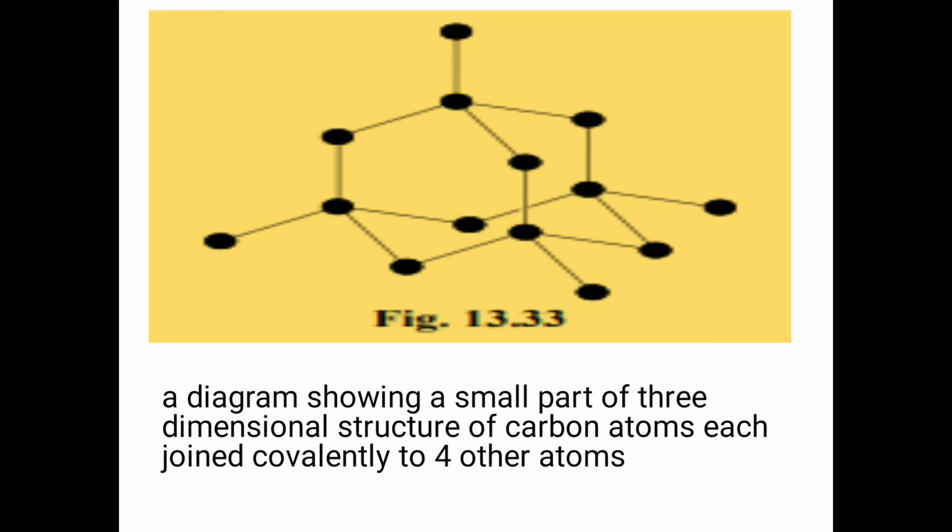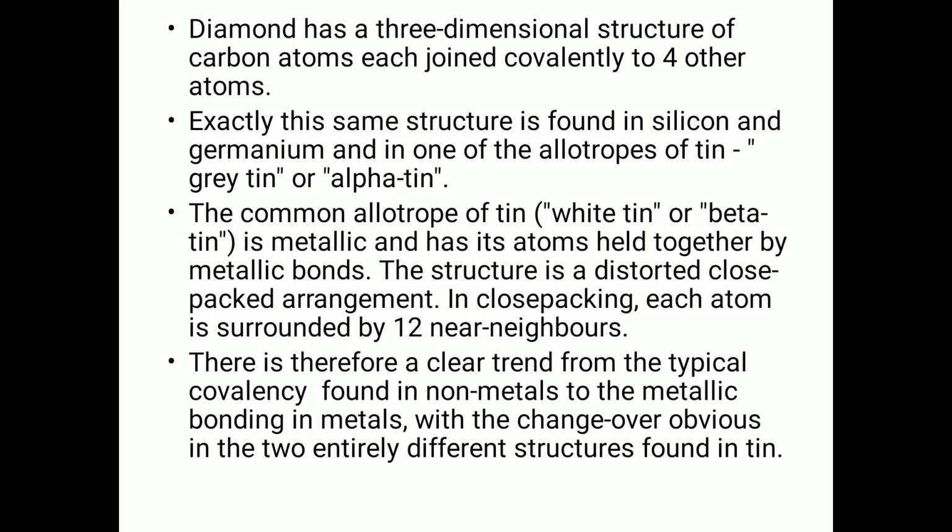Here is the picture of diamond, a small part of a three-dimensional structure of carbon atoms, each joined covalently to four other atoms. Diamond has a three-dimensional structure of carbon atoms, each joined covalently to four other atoms. Exactly the same structure is found in silicon and germanium and in one of the allotropes of tin, alpha tin.